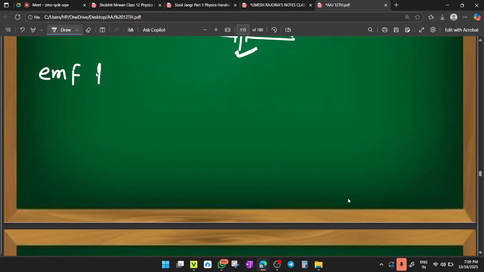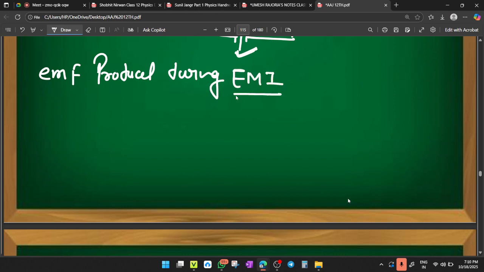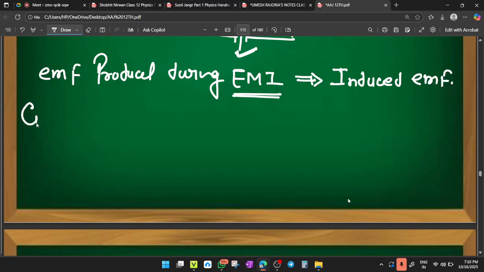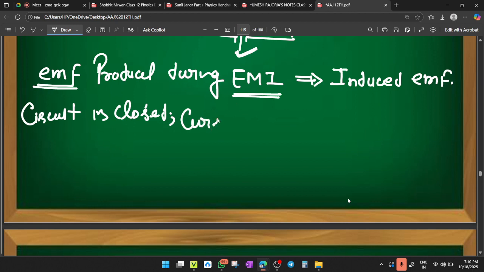The EMF produced during EMI is called induced EMF. Electromagnetic induction is a big name, so I will abbreviate it as EMI. And whenever the circuit is closed, as a result of this EMF in the closed circuit, current will flow. Surely, yes or no?